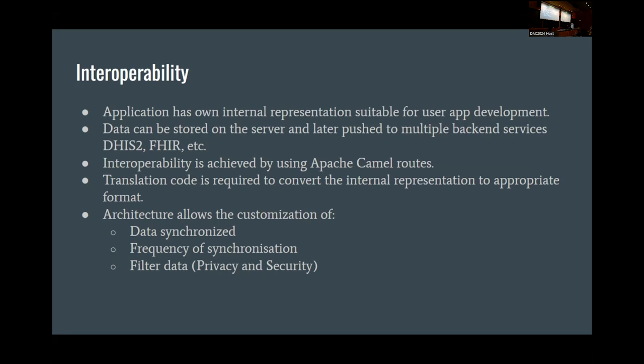So the architecture that we're creating also allows you to choose how frequently the data is sent to these backends, and also how to filter the data. So for privacy, maybe there's some information you don't want in DHIS, and there's some information maybe you don't want in FHIR. You can customize and create filters that can hide that information.